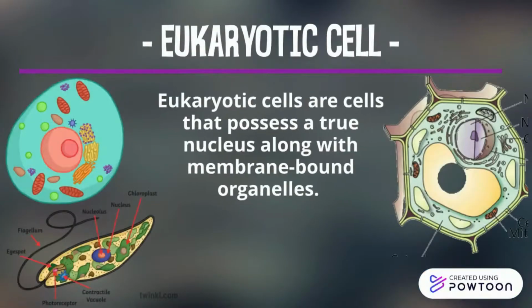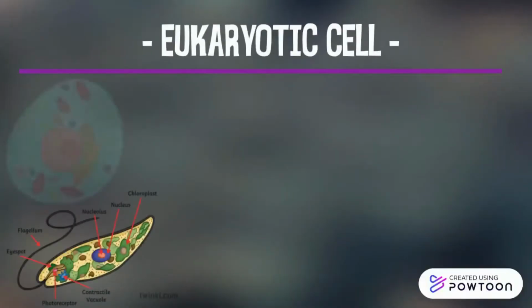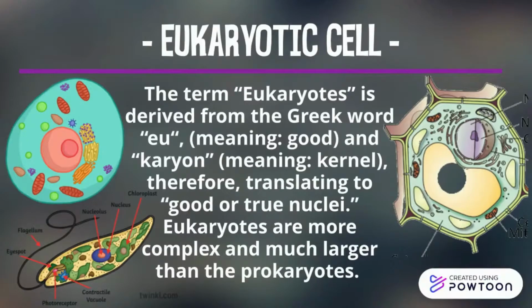Eukaryotic cells are cells that possess a true nucleus along with membrane-bound organelles. Eukaryotes can either be unicellular or multicellular. The term eukaryote is derived from the Greek word eu, meaning good, and karyon, meaning kernel, therefore translating to good or true nuclei.